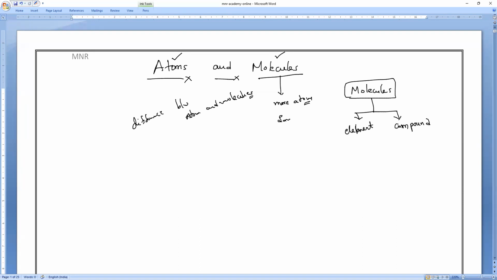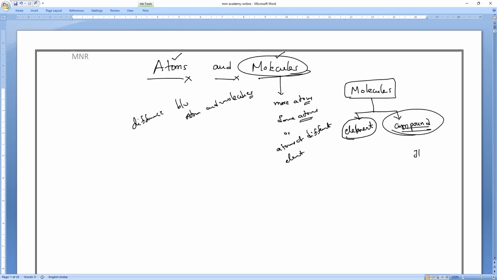So atom and molecule: more than one atom. Atoms of different elements will form molecules. But atoms of the same element will give you the molecule of an element. And atoms of different elements will give you the molecule of a compound. So if I take for example H2O, two hydrogen atoms, one oxygen atom. So this is actually a molecule of a what, everybody?